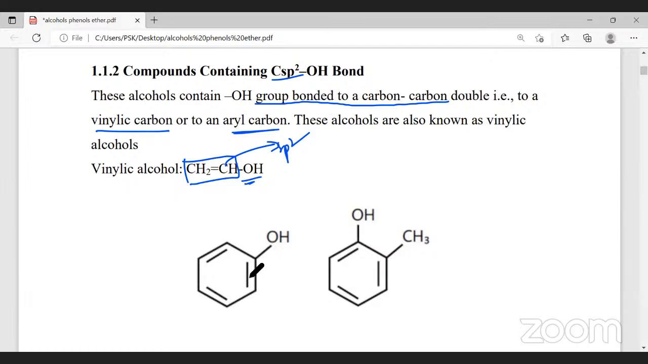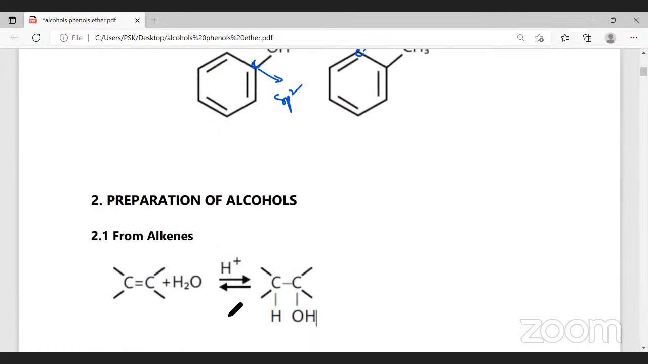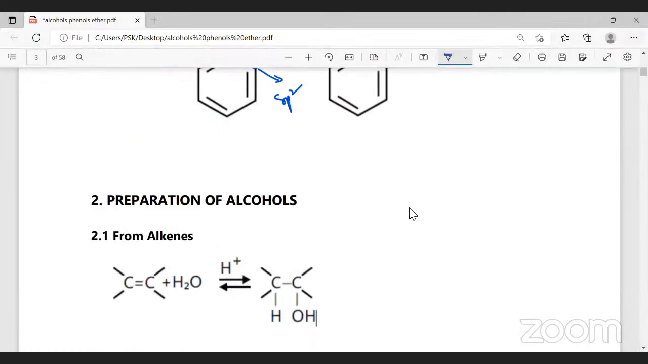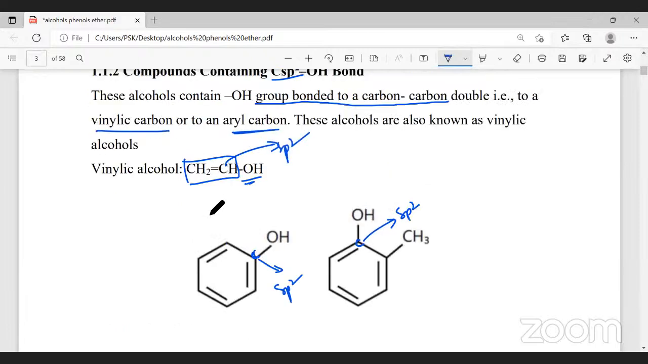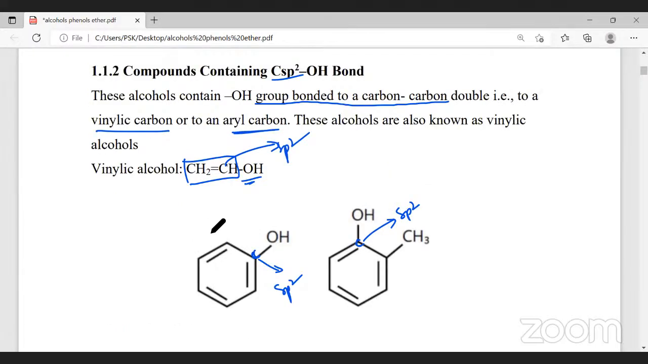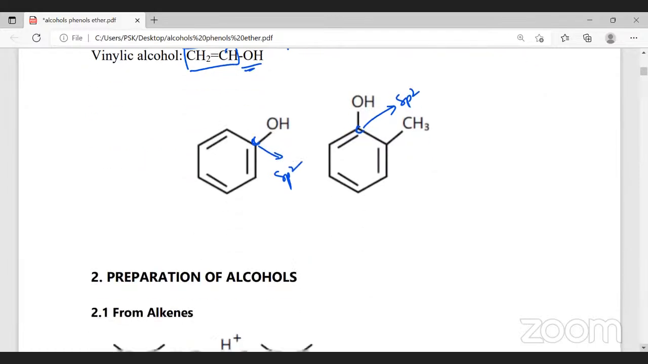Now, in case of phenols, you see the OH is also directly bonded to a carbon atom of the benzene ring, and this benzene carbon is sp2 hybridized, and this carbon is also sp2 hybridized. All right. Now we learn, this is with respect to classification of vinylic alcohol. We don't concentrate more on vinylic alcohol in the 12th standard. All right. So now we will learn the preparation of alcohol, various methods of preparation of alcohol.